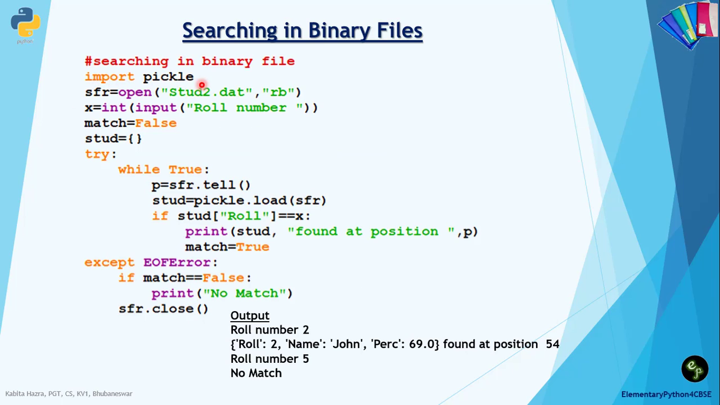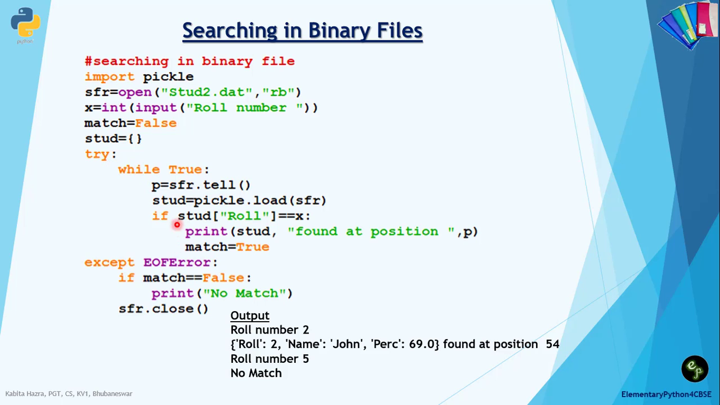We import the module, and from stud2.dat we will search for a given roll number. So we have opened it in read binary mode. Then we are asking the user to input a roll number. We are initializing the match with False. If the match remains False, then we know that no matching has occurred. If there is some match, then we will set it to True. We are creating an empty dictionary.